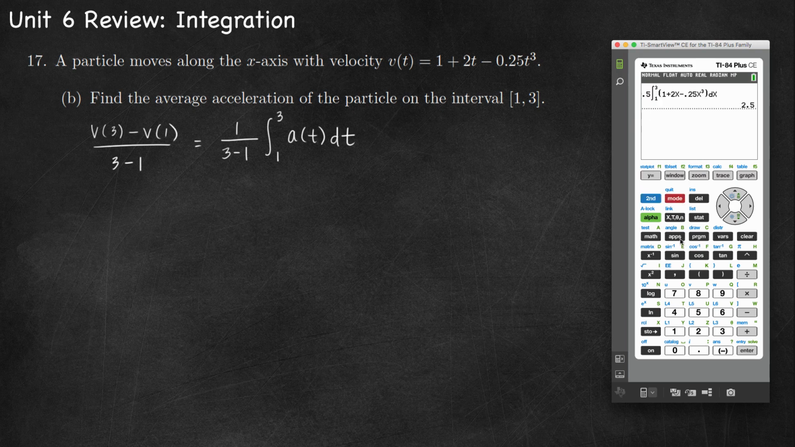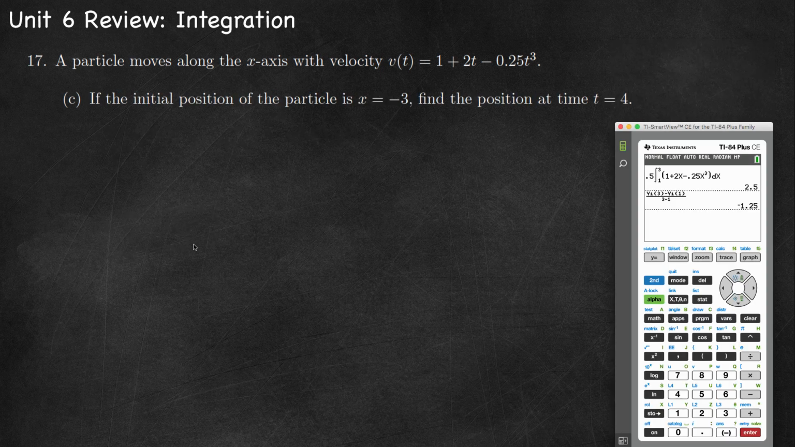And now I want to find the velocity at 3 minus the velocity at 1 over 3 minus 1. So I'm going to do this in one go in my calculator. I'm going to call up y1, because that's my velocity equation. So velocity at 3 minus velocity at 1 over 3 minus 1. And I get negative 1.25. And we don't have units in this problem, so I don't have to worry about that. Average acceleration on this interval, negative 1.25.